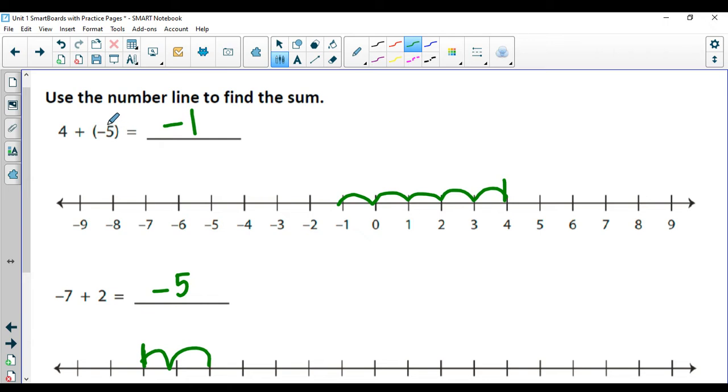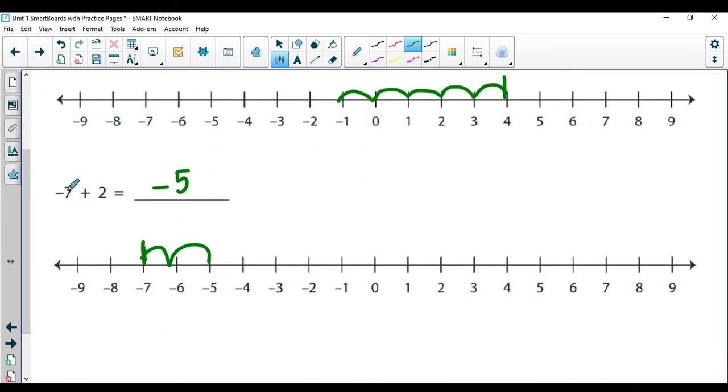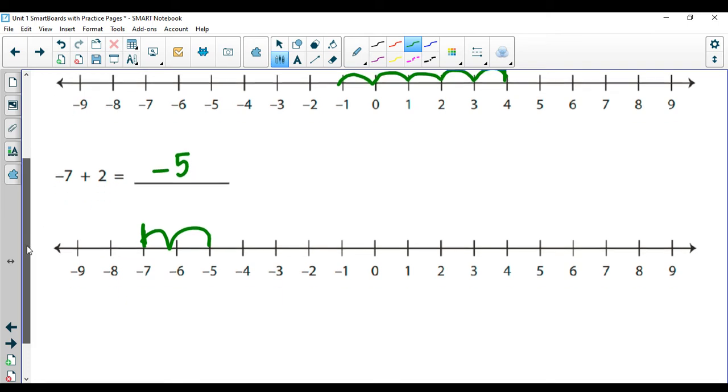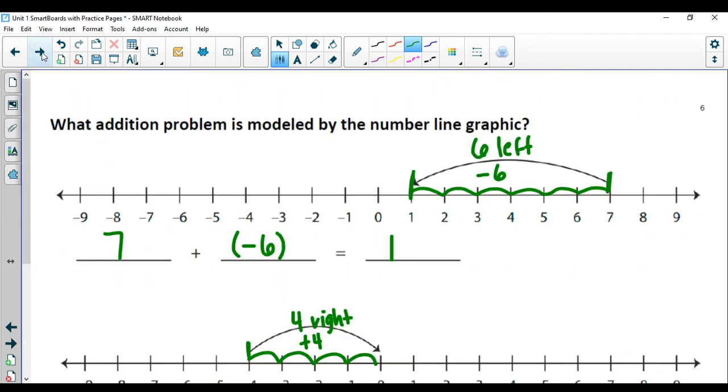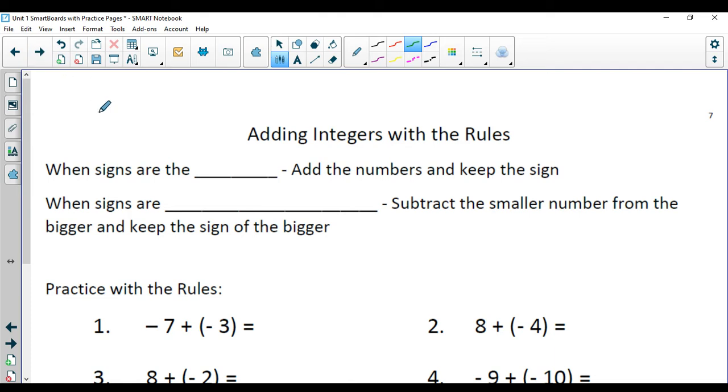It happened because we moved further left than we were to the right. In other words, we had more negative than we had positive. Same thing in the second example here. The 7 had more negatives than the +2.